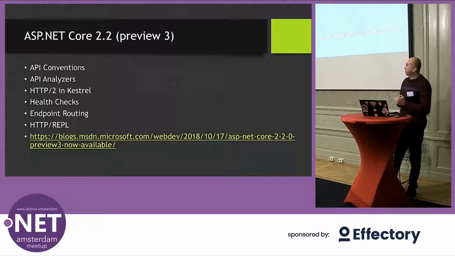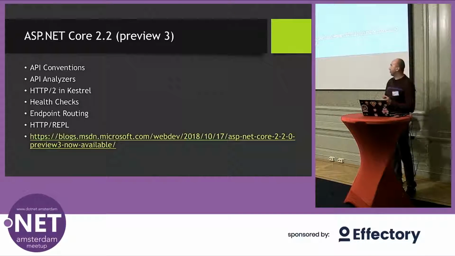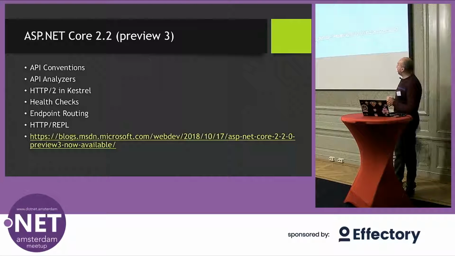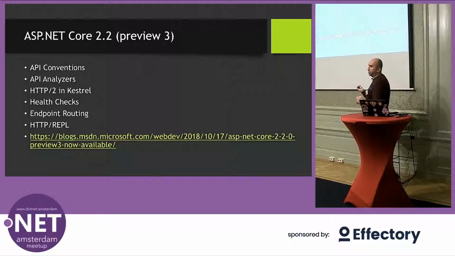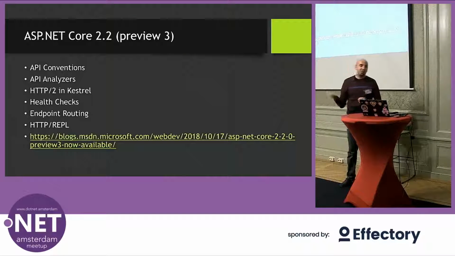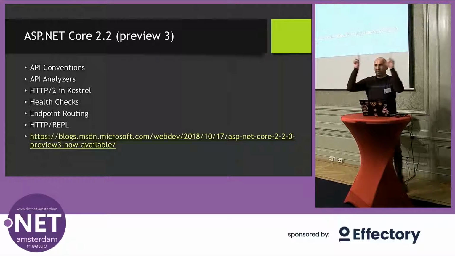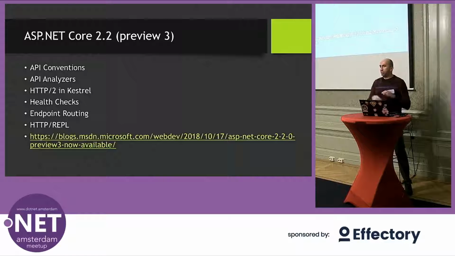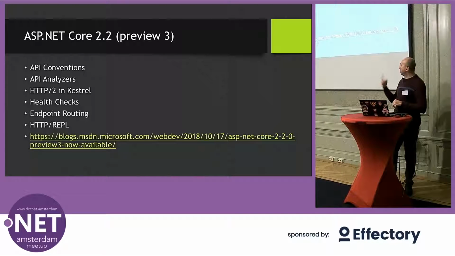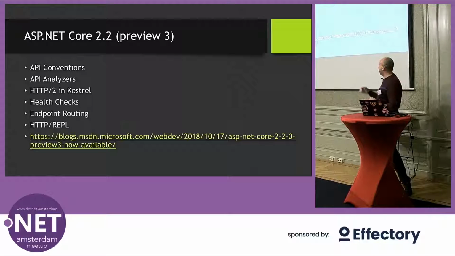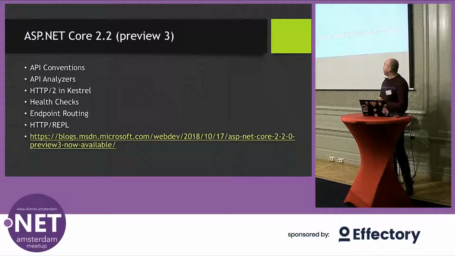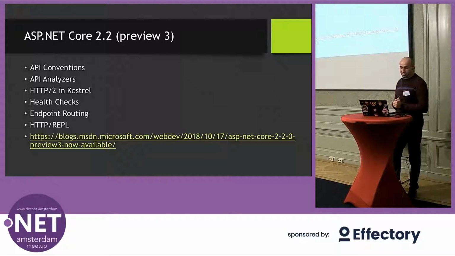We have improvements on API conventions. You'll see how that looks in the demo. There are API analyzers, which are using Roslyn to actually, when you have this API controller attribute on the controller and you write your action methods, Roslyn checks, using this API analyzer, whether you are adhering to those conventions. So are you returning the correct types and the types that are expected in a response?